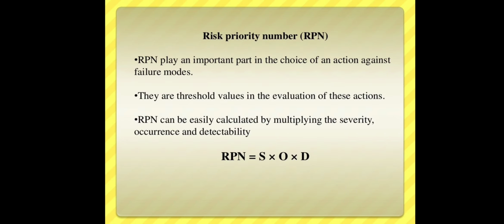Risk priority number, RPN. The risk priority number is an important part in the choice of action against the failure mode. There are threshold values in the evaluation of these actions. RPN can be easily calculated by multiplying the severity, occurrence and detectability.